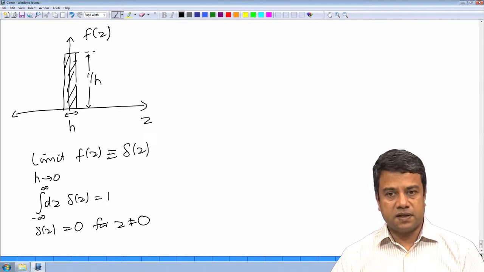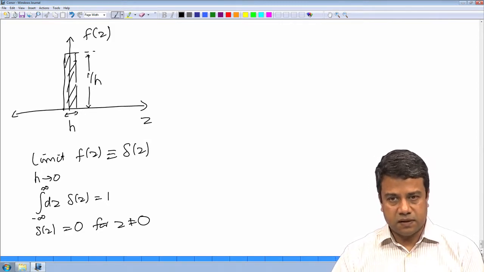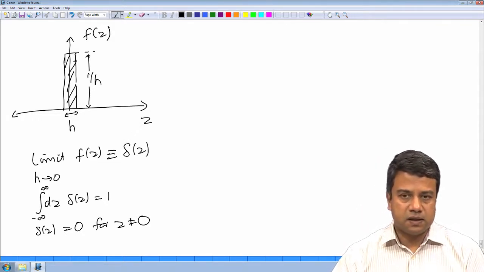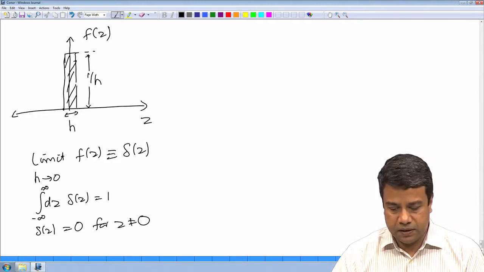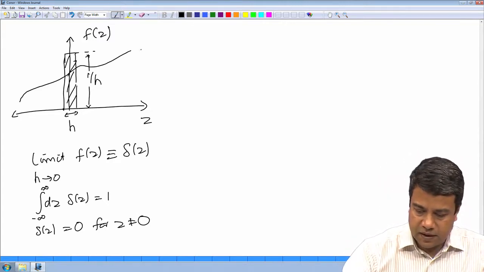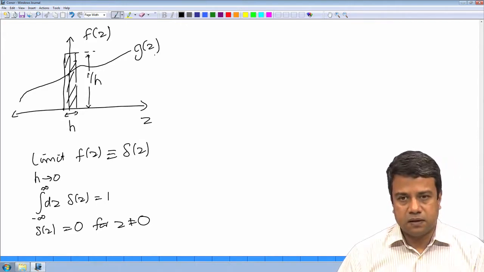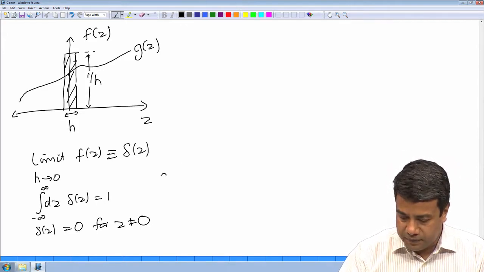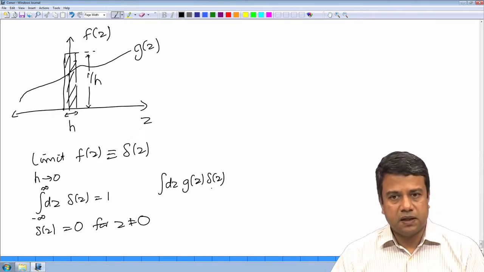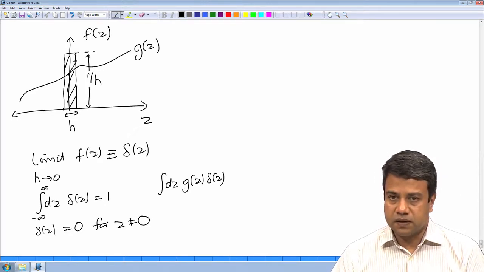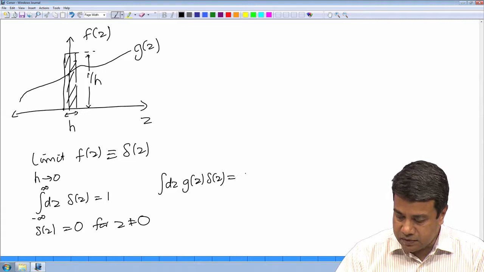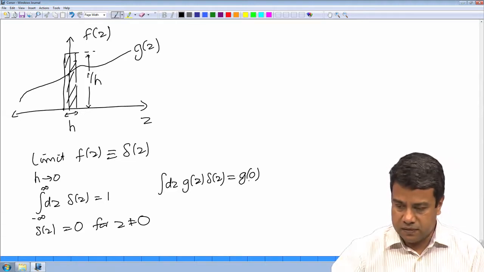This is the idealization of a function that is restricted to a very thin region about z equal to 0. The height goes to infinity in such a way that the product of the two is equal to 1. And this delta function also has the property that if I take any function g of z, and take the integral dz of g of z times delta of z, since delta of z is 0 when z is not equal to 0 and the area under the curve is equal to 1, this is just equal to the value of the function g at z equal to 0.